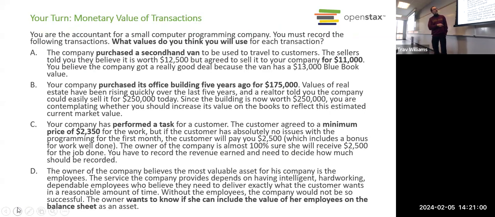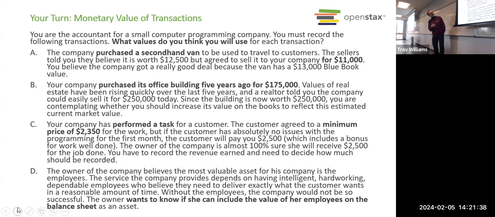All right, let's look through these 4 situations. This will test some of our understanding of these accounting principles we've been talking about. If our company bought a used van for $11,000, but we think it's actually worth more than that, $12,500, which amount would we record in our accounting records? The original cost or what we think it's worth? The original cost. That is the cost concept, okay?